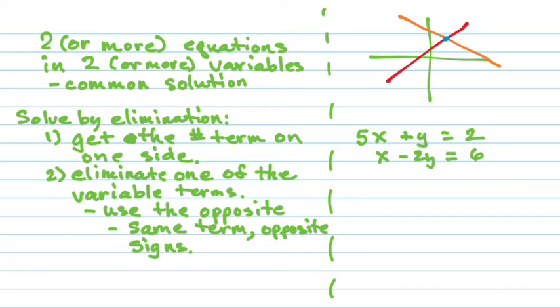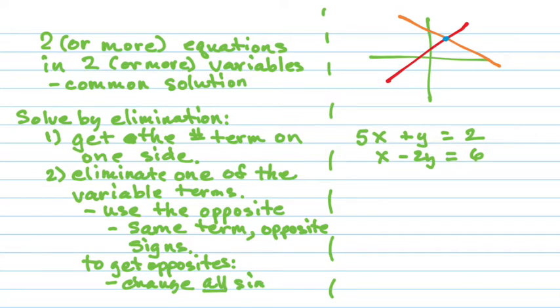Okay? So, to get opposites, sometimes it's just a matter of changing all of the signs in one equation. You never want to change the signs in both equations because that means you would have already had opposites to begin with, right? If you change them to make a positive and then you have to change the other one to make it negative, you already had opposites. And many times you'll choose which one by looking at the signs. For example, the example we have here, all right?